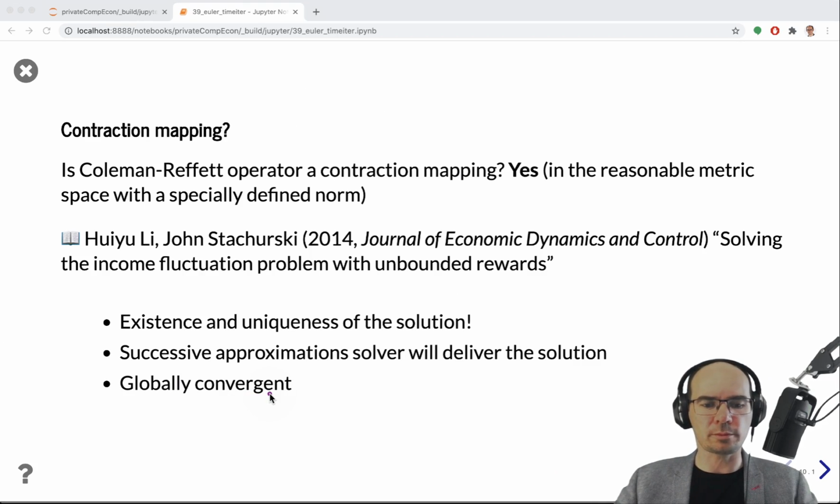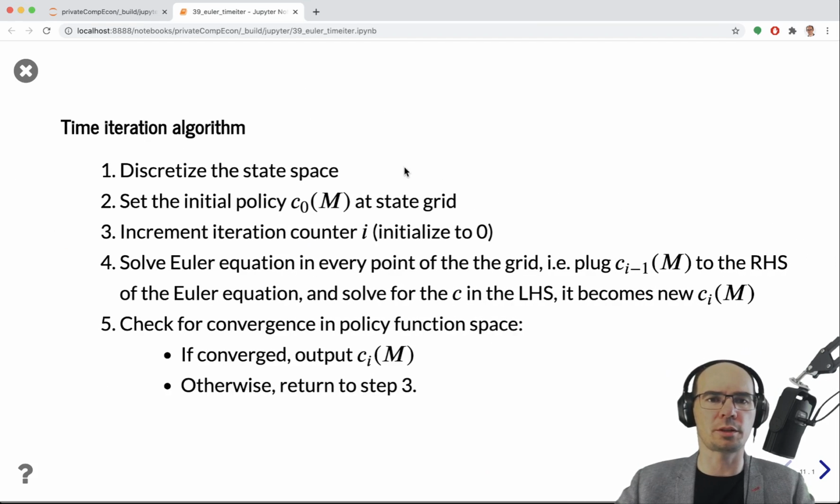So in other words, we can start. Here's the algorithm for the time iteration solution method. We can discretize the state space, initialize the policy function C0 of M at the state grid, and this can be anything, right? We can initialize the algorithm at any point. So, for example, we can initialize it at the function which is identical to 0, or identical to M, or identical to a fraction of M, something like that. And then we keep track of the iterations, and on each iteration we solve the Euler equation on each point of the grid by using the policy function from the previous iteration inside of the right-hand side of the Euler equation. Then solve for the C in the left-hand side, and point by point construct this new approximation of the policy function C of M.